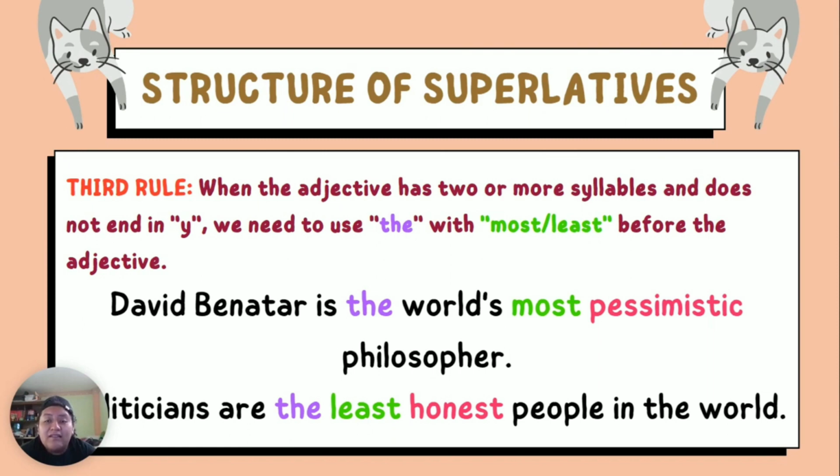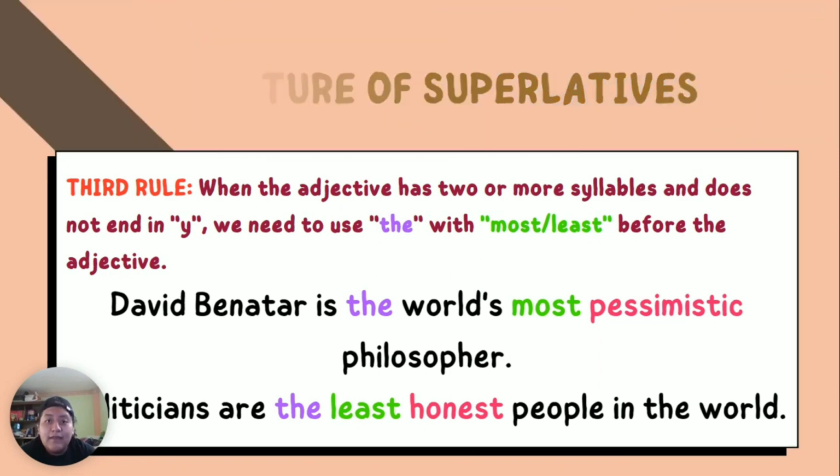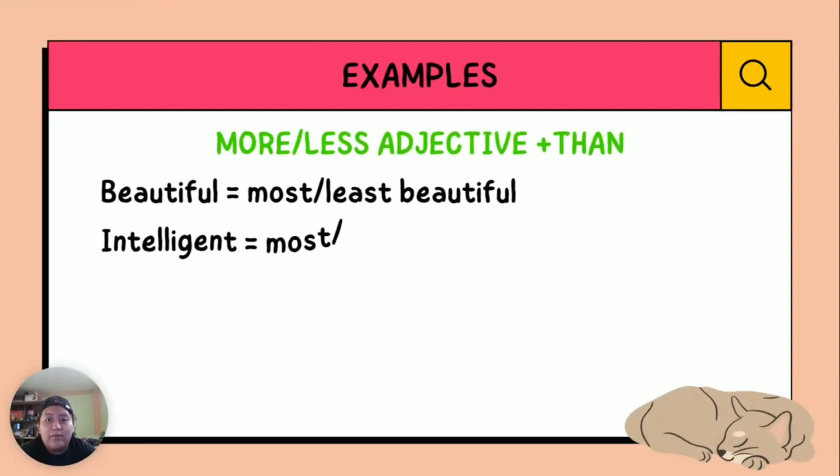Politicians are the least honest people in the world. Honest is the adjective. We are using the with least. The least honest. Here we have more examples.